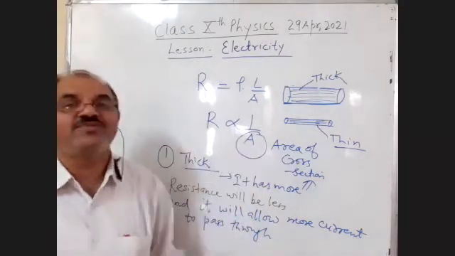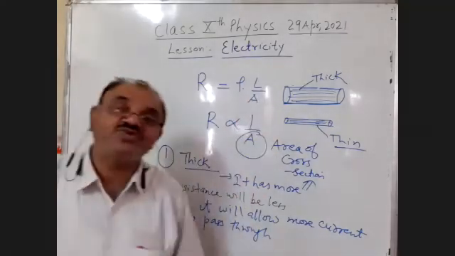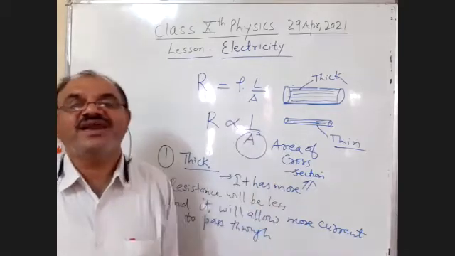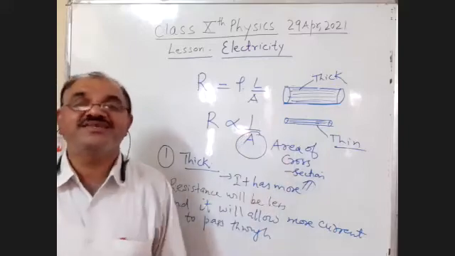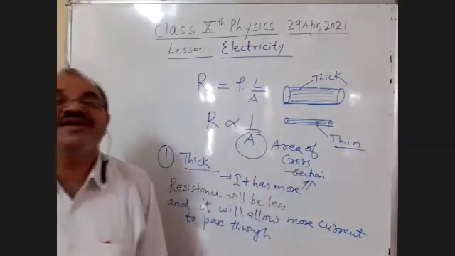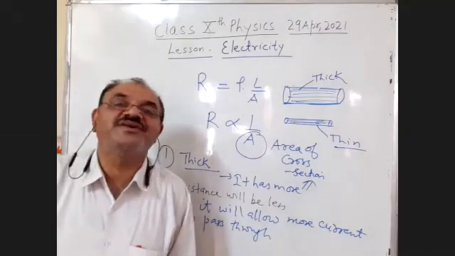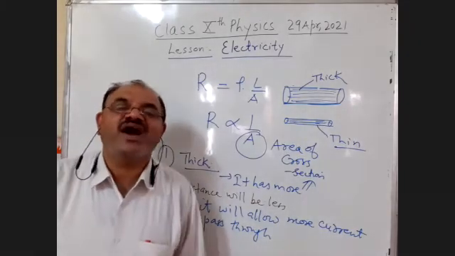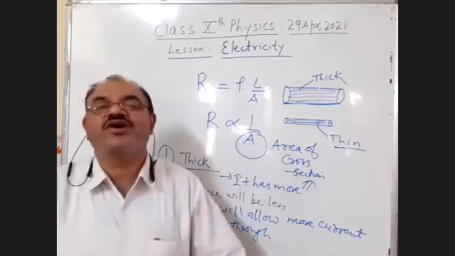If you know the formula, R is equal to rho L by A. That's why at the start itself, I already told you this formula is very, very important and self-explanatory, because based on this formula you will obtain so many results. If some question is asked, say I got a wire which has more length, whether it will allow more current or less current.